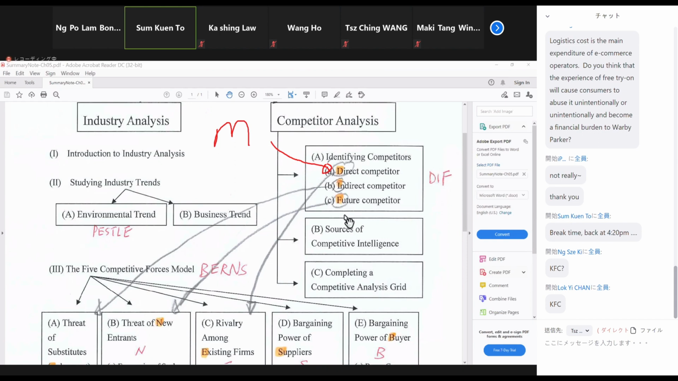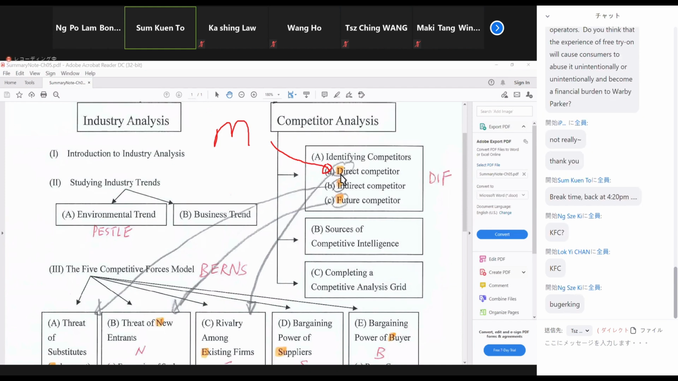Okay, yes, this is what I expect. A lot of people say KFC, okay? And then I will talk about that, yes. And another person said Mos Burger, true. And also Burger King, yes, I love this answer. Mos Burger, the Japanese one, and also the American one, Burger King. They are direct competitors. And then people say KFC.